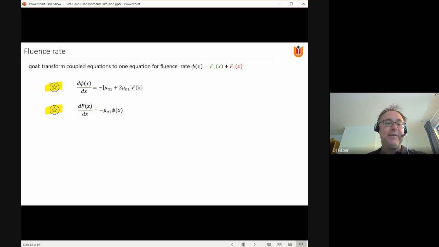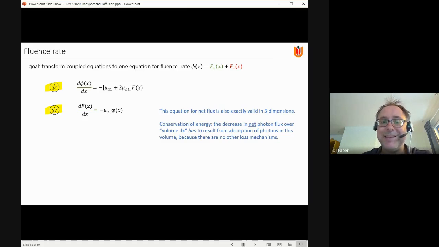So combining that, the second equation is actually quite important. It says that the change in net flux is proportional to mu a times the fluence rate, and basically this was the amount of power that was dumped in the volume of tissue. It's also exactly valid in 3 dimensions. So changes in net flux in 3 dimensions is given by an absorption loss. And basically this is just a statement of conservation of energy.